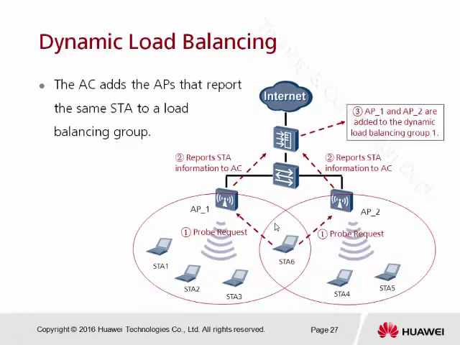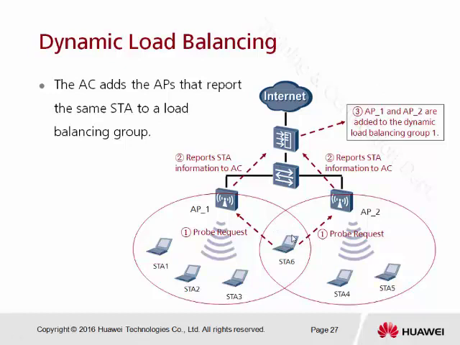Then the next one, the dynamic load balance. For the dynamic load balance, the administrator doesn't need to do anything. What he needs to do is just enable it, that's all. When the PC goes into the area, the process is very simple. For example, this is STA number 6. They try to connect to the SSID named Huawei.